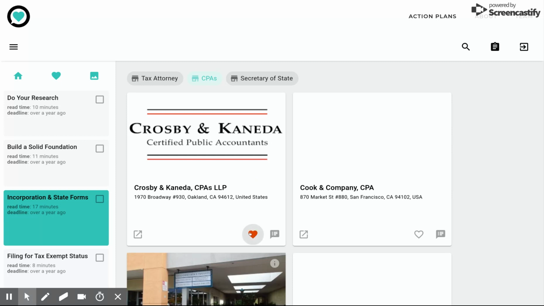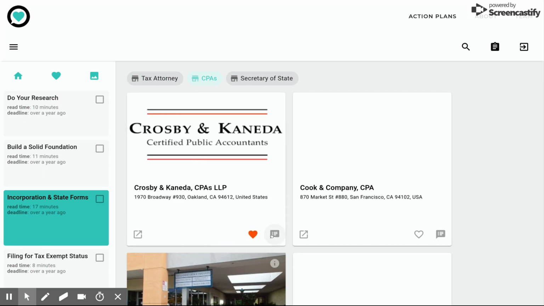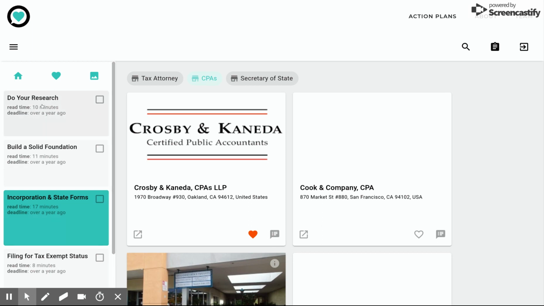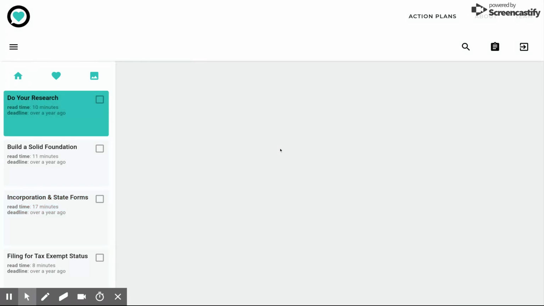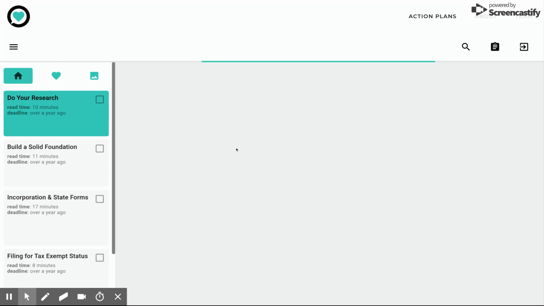And as always, you can still like those experts and save them so you remember who you're scheduling meetings with and write notes on the back of the card about your meetings. So we hope that this really helps your nonprofit have a successful mission and launch and also stay compliant throughout the entire process of the nonprofit.